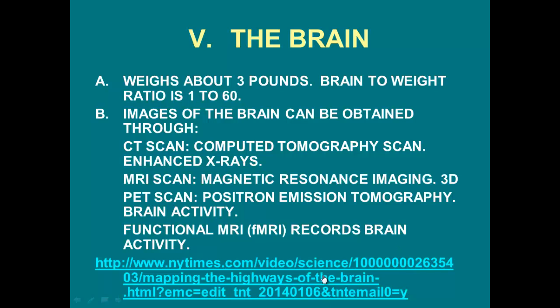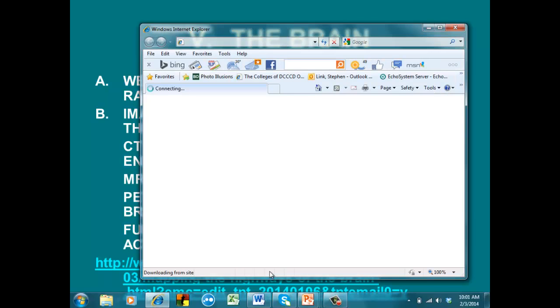So if I can get this to connect, I'll show you just a quick 3-minute video. No, this is actually New York Times, if I can get this to work, on how they do a functional MRI. Come on. You can do it.